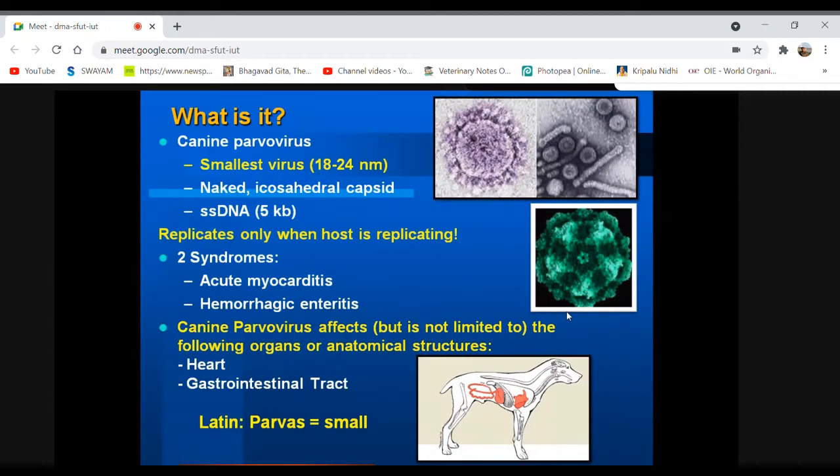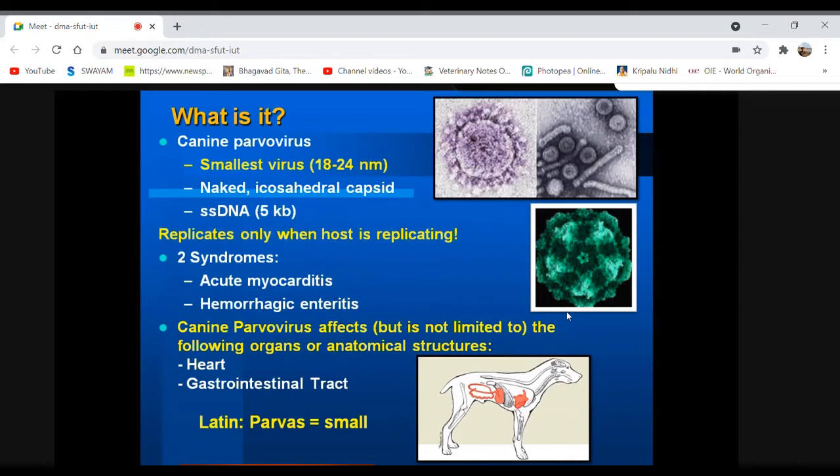That means two organs: mostly the GI tract, the intestines, or the stomach also maybe, and then the heart. These two are the target organs or systems that used to be affected. So the clinical signs or syndrome may be of acute myocarditis or hemorrhagic enteritis. It is almost confined to these two anatomical organs, but not truly limited to them only. Others also may be affected, but mostly they target these two organs, the heart and the GI tract.